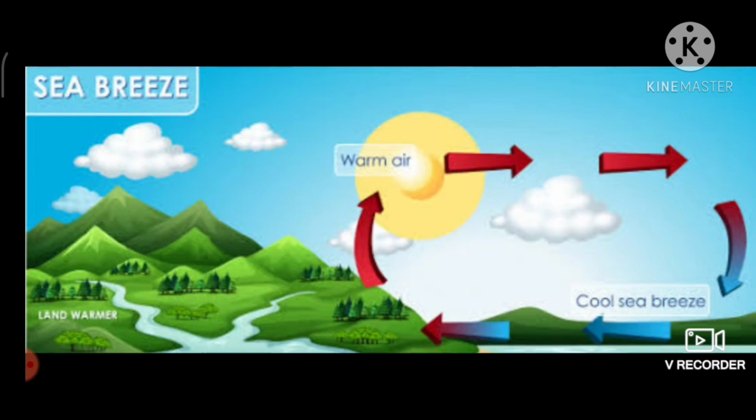Sea breeze is that which happens at night, because the land cools very fast, but the sea, which got heated during the morning sunlight and has become a little warmer, will not cool very fast. Therefore the warmer particles move towards the land, and cooler particles, that is cool air, move towards the sea, so that the sea water also becomes cool. So cool sea breeze and hot sea breeze.